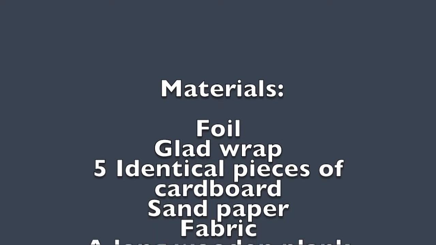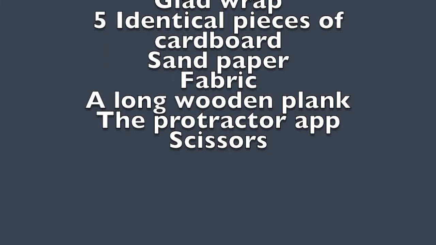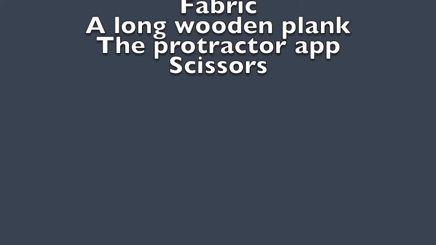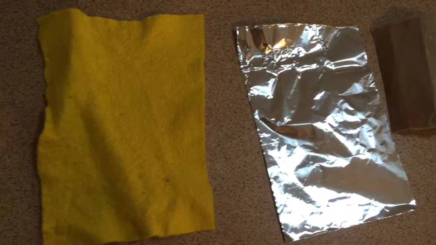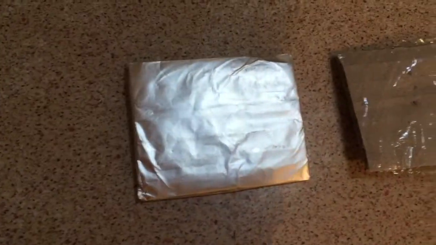The materials that you're going to need today are foil, glad wrap, 5 identical pieces of cardboard, sandpaper, fabric, a long wooden plank, the protractor app, and some scissors. Here are the items we're going to be using today in our clear view for you. And then what you're going to do is fold those items over those 5 little pieces of cardboard. It's also best to do this experiment with a friend.